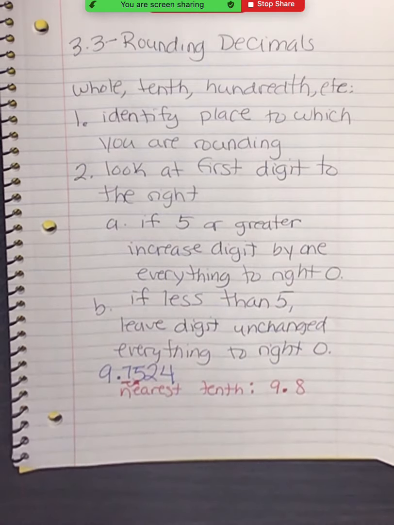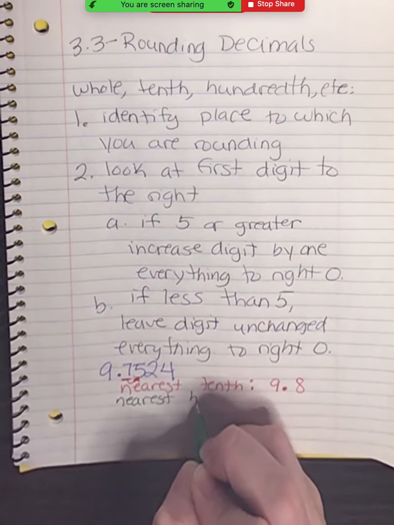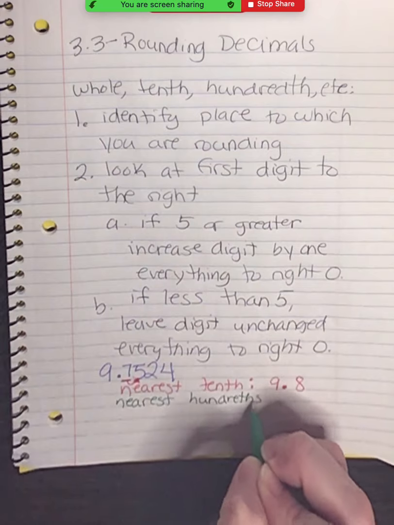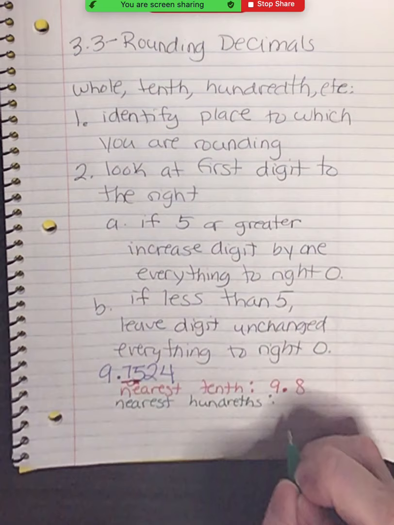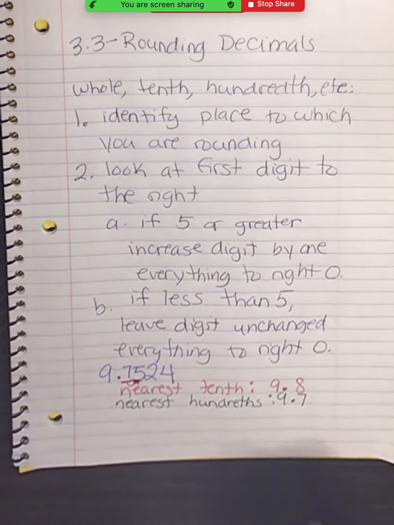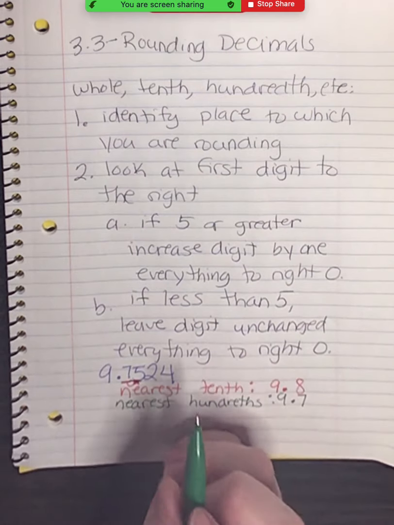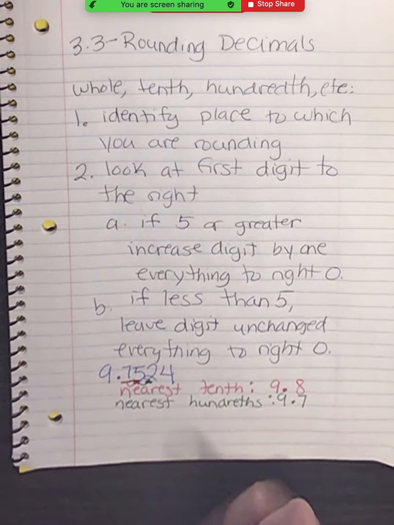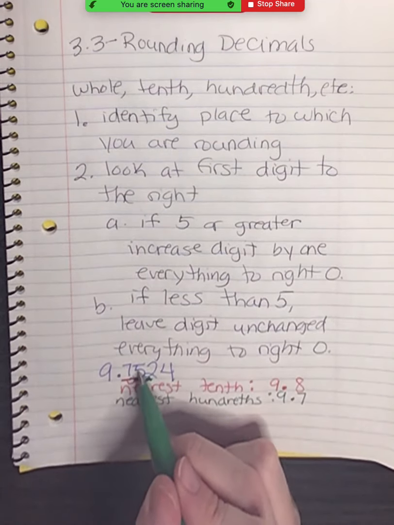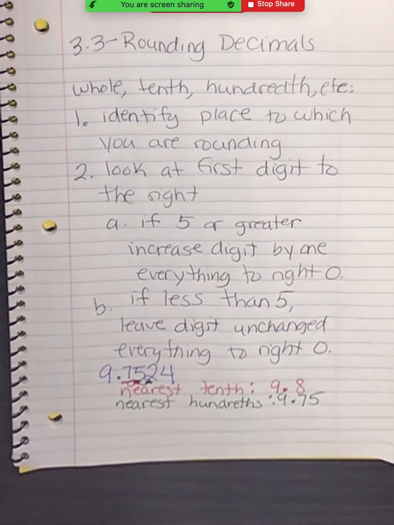If we want to round to the nearest hundredth, okay, the 5 is in the hundredths place. So we get 9.7. Then we have to decide if it's 0.75 or 76. So we look to the right and it's a 2. Okay, which means that 5 remains unchanged and everything else to the right becomes a 0. Okay? So it just depends on the place that you are rounding to.